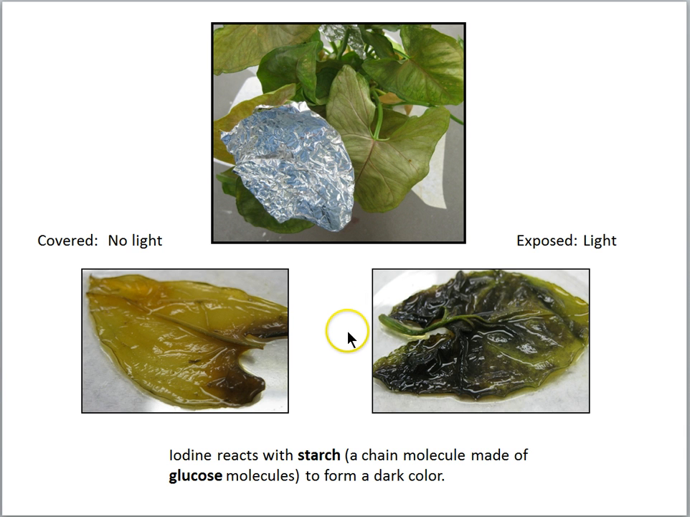We can use a chemical stain. Iodine reacts with starch. Now, starch is how leaves and plants store sugar. Starch is a chain molecule made up of glucose. So we can stain for starch, and the more starch, then the more sugar was produced. The less starch, the less sugar was produced.